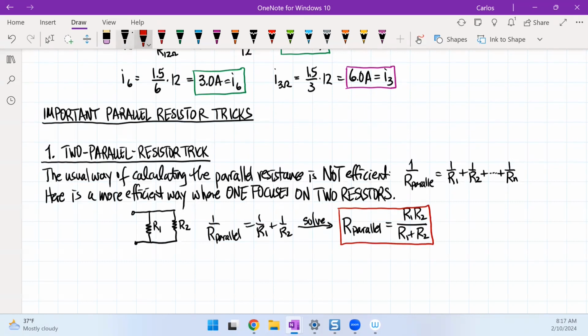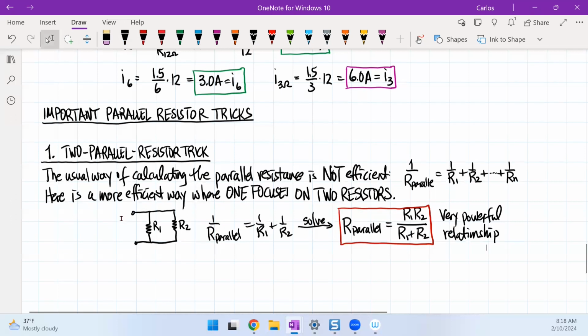I would say that this is a very powerful relationship. A very powerful relationship, and this is what we want to focus on. You can multiply both resistors and divide by the sum. That's the power of this relationship.